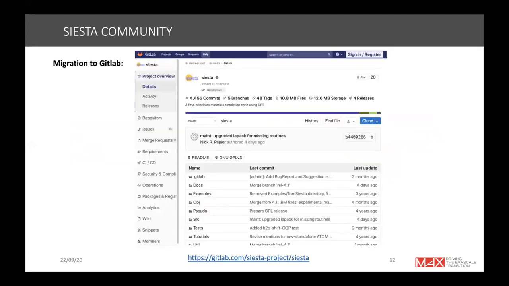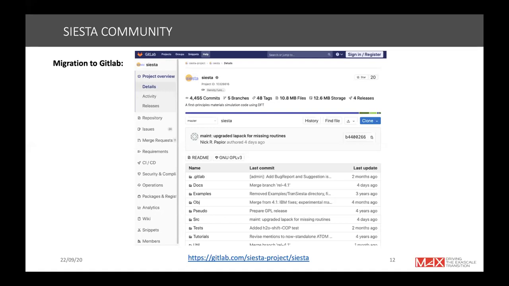The migration from Launchpad to Gitlab happened about 1 year ago. It was necessary because the Bazaar version control system was no longer supported. So now this is the place where you can find the Siesta code, the issues related to Siesta, merge requests, and so on.